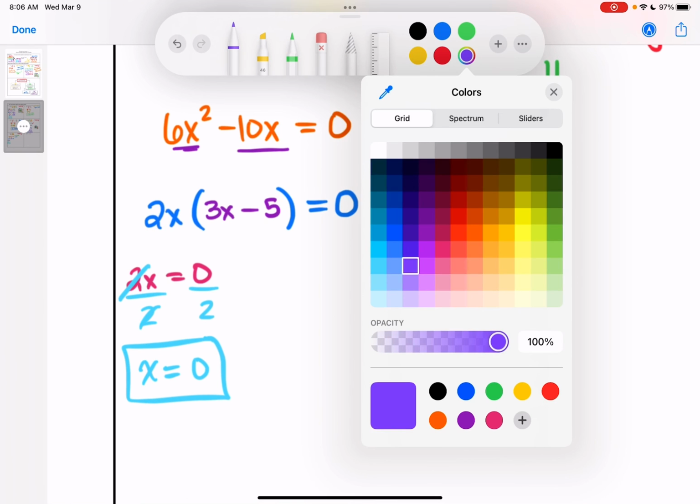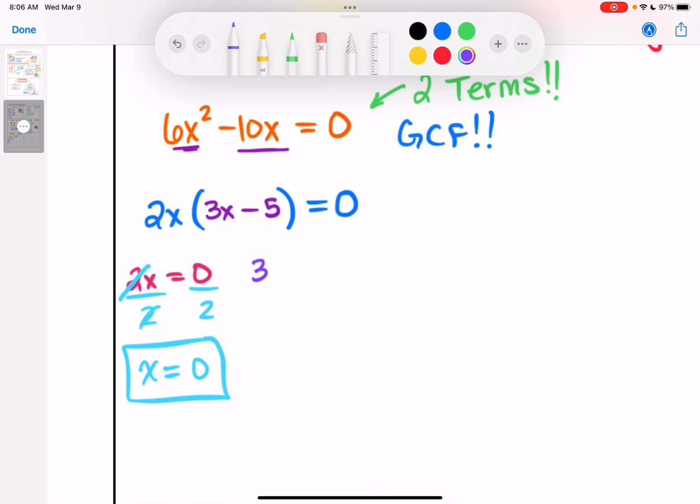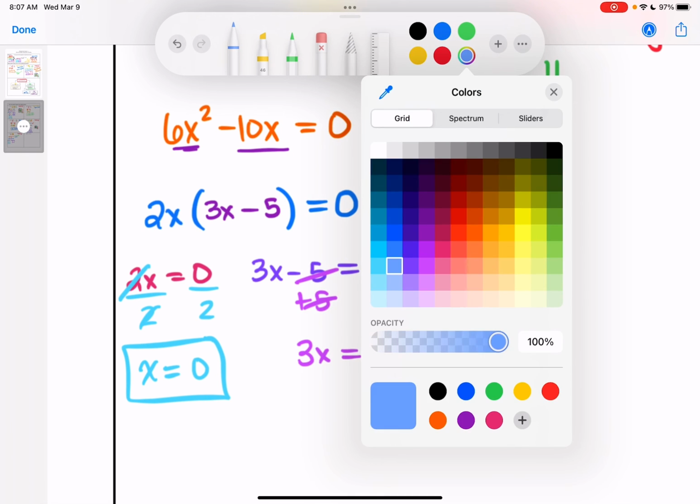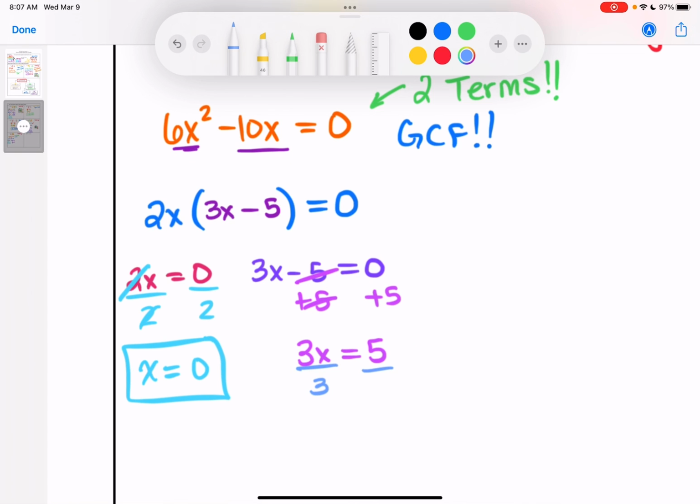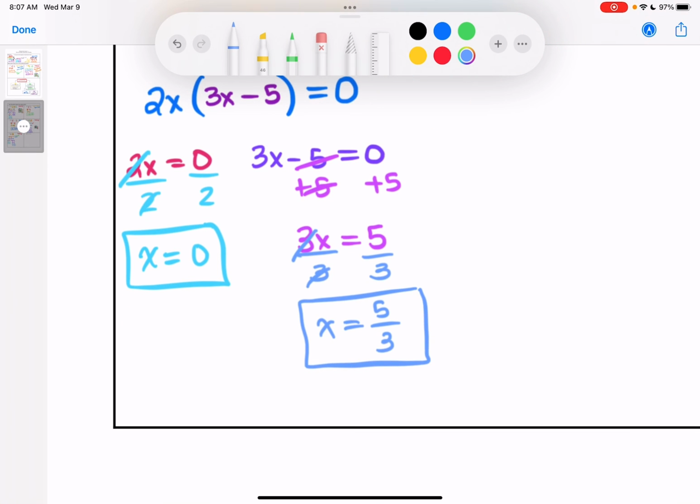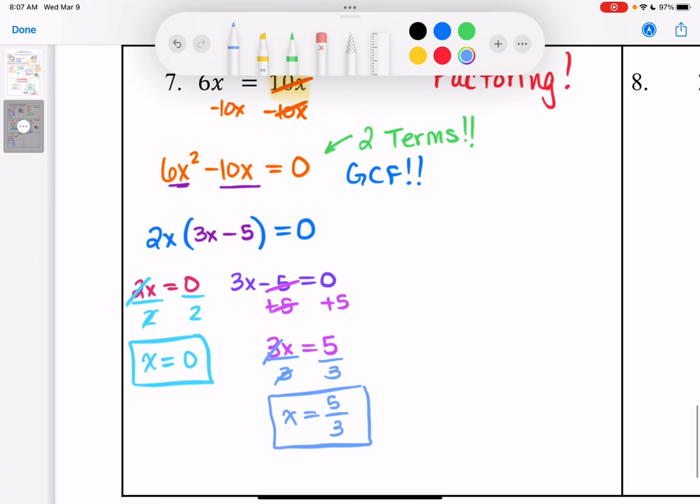All right, and then I'm going to take my second little mini equation here. 3x minus 5 equals 0. I'm going to add 5 to both sides. I get 3x equals 5. And then I'm going to divide both sides by 3 to get x by itself. I get x equals 5/3. Again, no decimals here, right? Fraction. It should be staring you in the face. So I get x equals 0 and x equals 5/3. So factoring by GCF on this one, but it's still factoring, right?